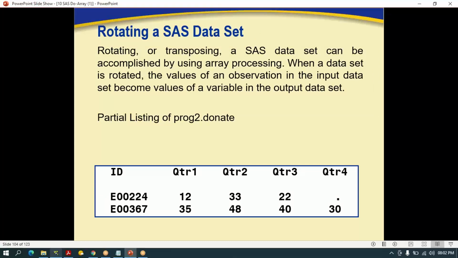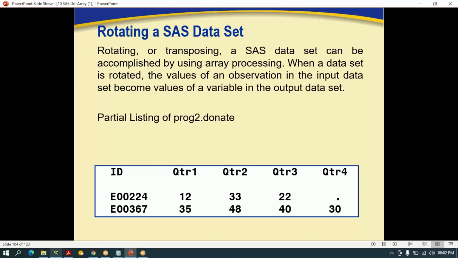So the next topic is rotating the SAS dataset. What is meant by rotating? It means transposing the data from rows to columns, columns to rows. With SAS arrays you can do that, but there are also other techniques. There is a procedure called PROC TRANSPOSE, with which you can transpose the data. But with arrays you can also do the same kind of action. Whatever you do here, you can also do in PROC TRANSPOSE.